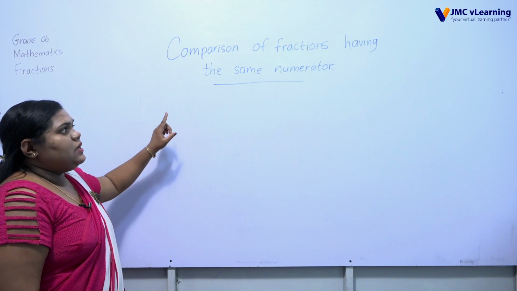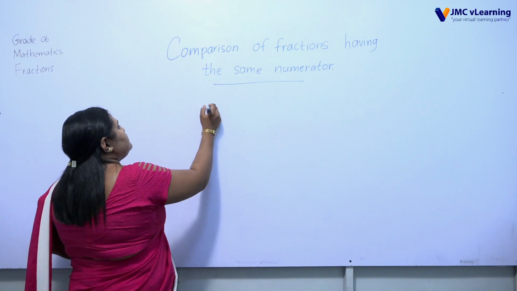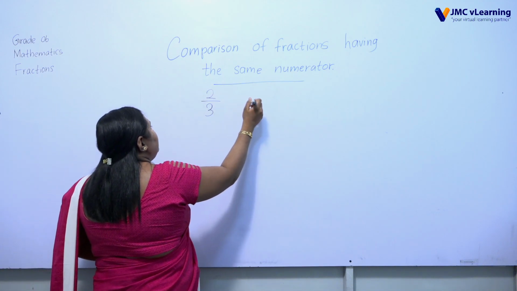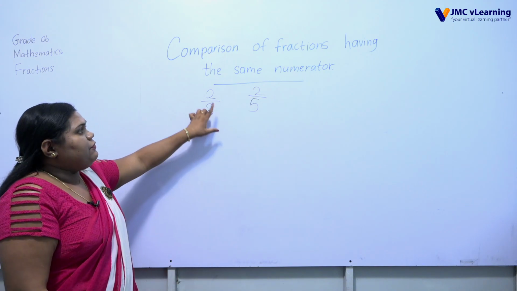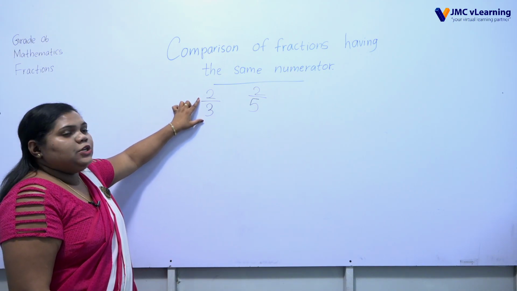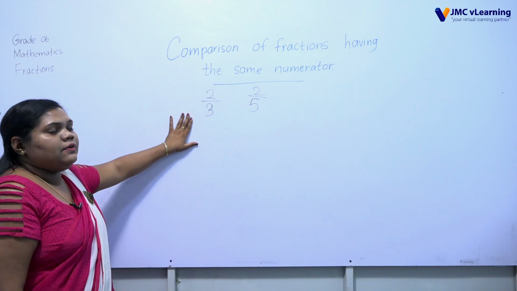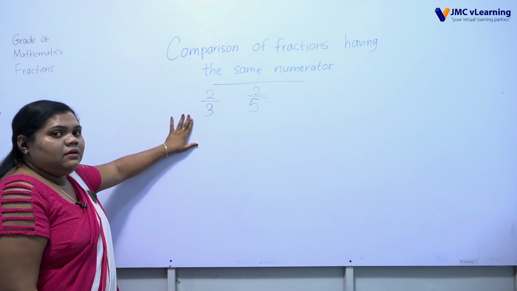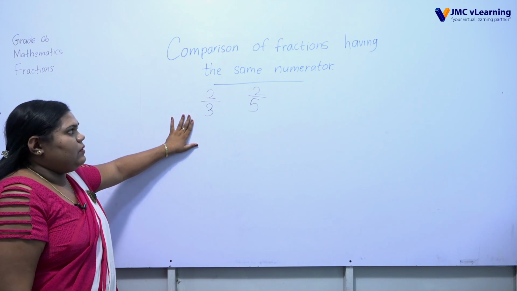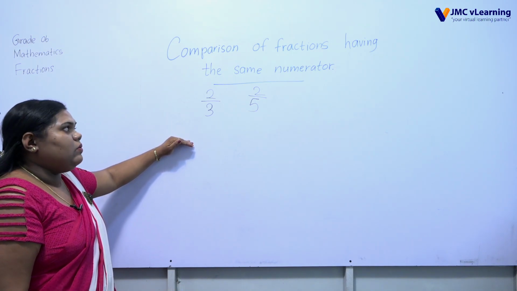Earlier we used numerator as 1. Now 3 out of 2 and 5 out of 2. Now look at this. Both the fractions have the same numerators. So how can we solve this type of fractions? How can you find the bigger fraction? We have to use the same method in here also.